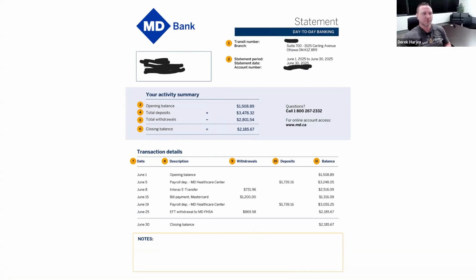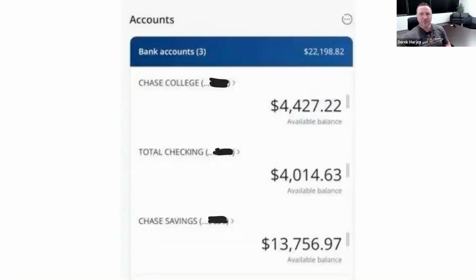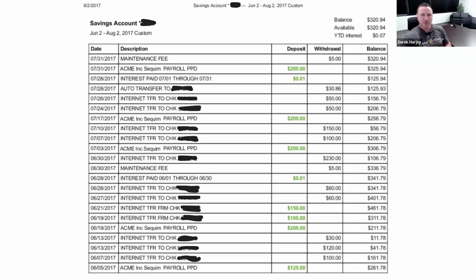Another good example. This is not a bank statement, okay? This is a screenshot of your mobile phone showing what your balances are. This is not a statement, okay? This just shows how much money is in the account, but it doesn't show me any of the transactions where I can verify deposits. I can look at if there's any NSF charges, anything like that, okay? Not a bank statement.